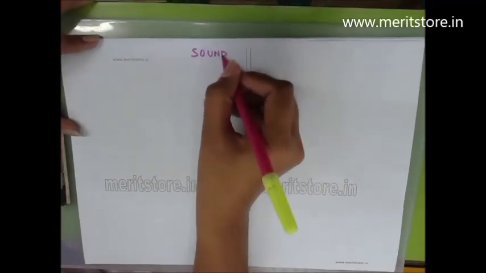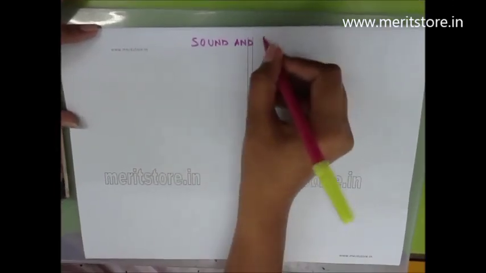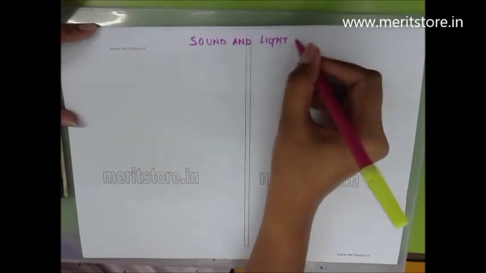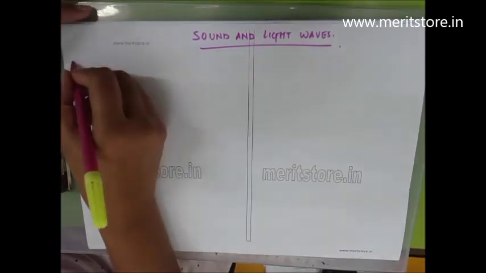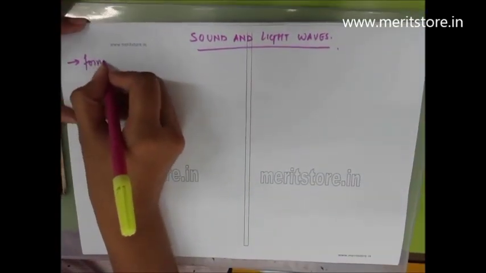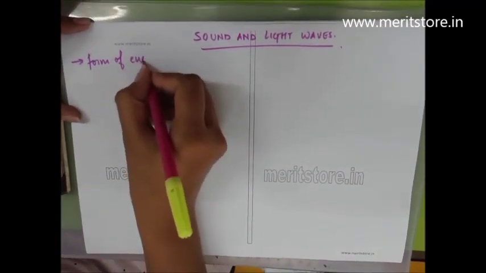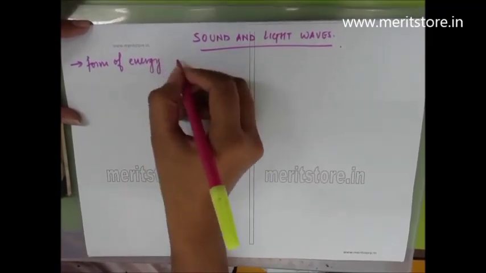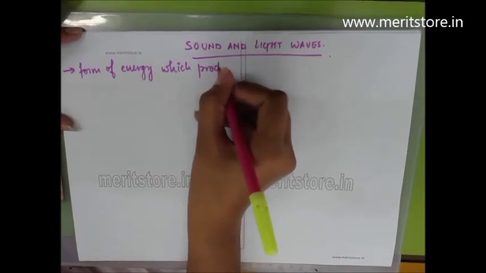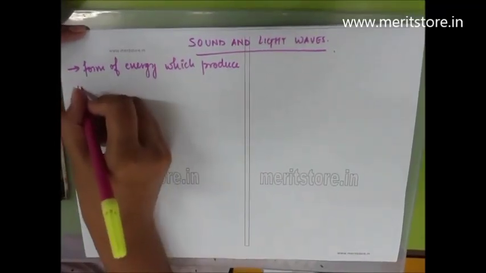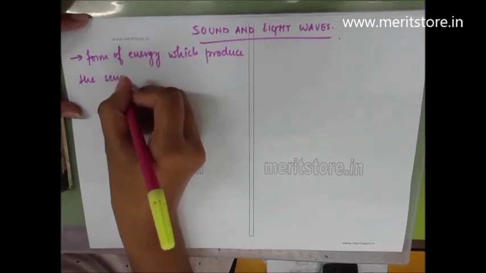Sound and light waves. Sound waves are defined as a form of energy which produce the sensation of hearing.